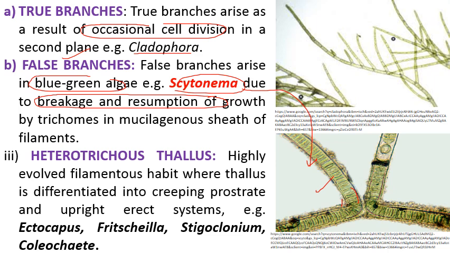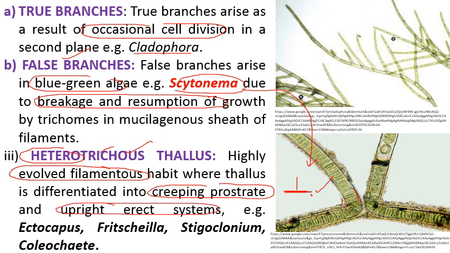Then we have one advanced type of filamentous form that is called heterotrichous thallus. Hetero means different, trichous means filament. So this is highly evolved filamentous habit. बहुत ही evolved filamentous form है where thallus is differentiated into creeping prostrate system, that means the horizontal filament जो run करता है parallel to the ground, and the second type that is the upright or erect system.